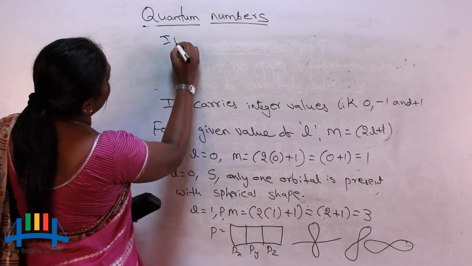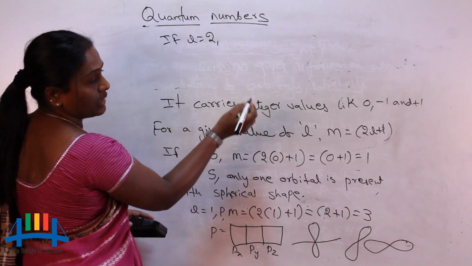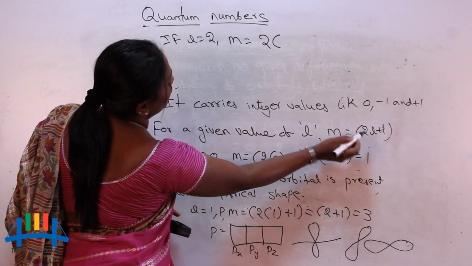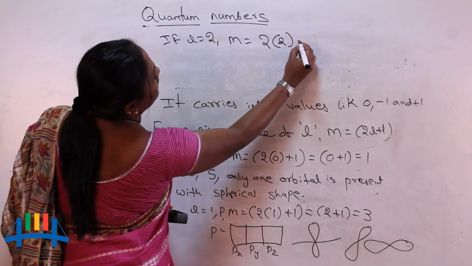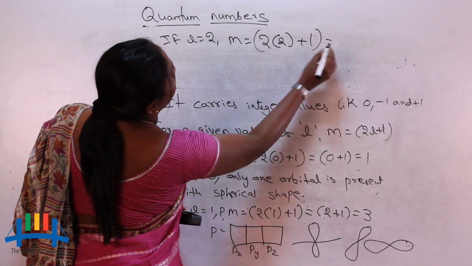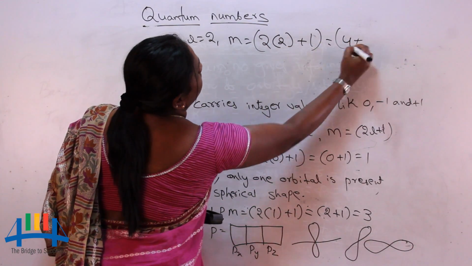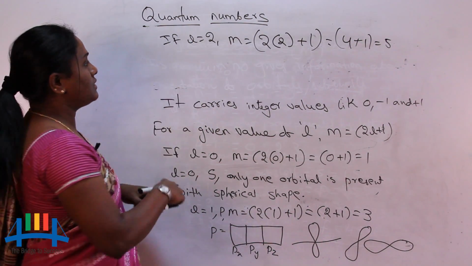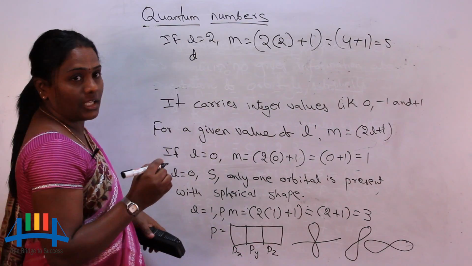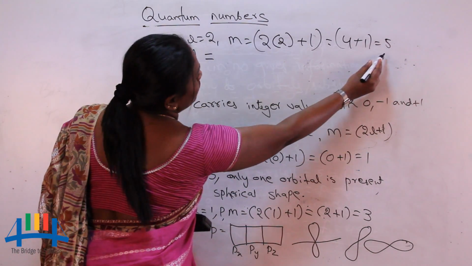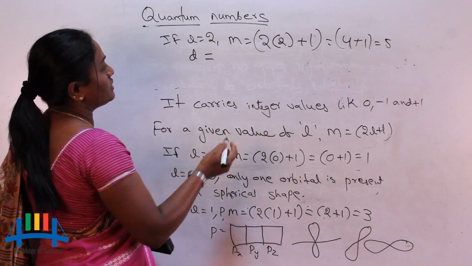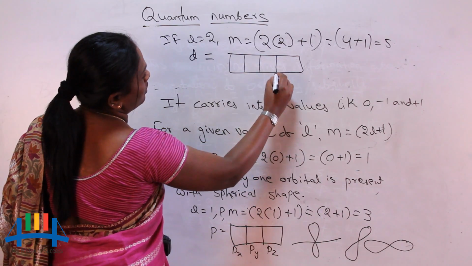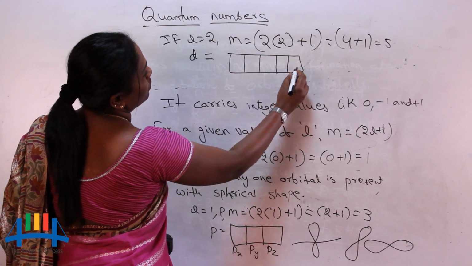Now if L is equal to 2, then M is equal to 2L plus 1. Apply this formula: L is 2, so 2 twos are 4, and 4 plus 1 is equal to 5. That indicates L equal to 2 means the name of the subshell is D. It gives 5 orbitals with 5 orientations like this. Like this we can write or represent orbitals 1, 2, 3, 4, 5.